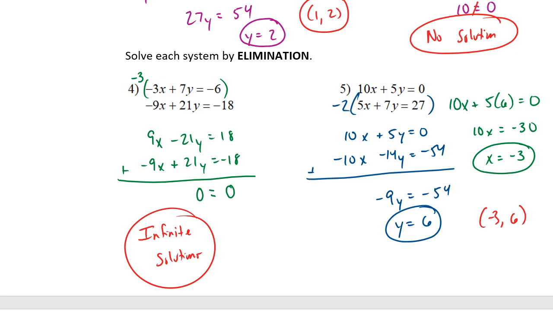And you could check that again. If I put in the first equation 10 times negative 3, that is negative 30. 5 times 6 is positive 30. Negative 30 plus 30 is 0.